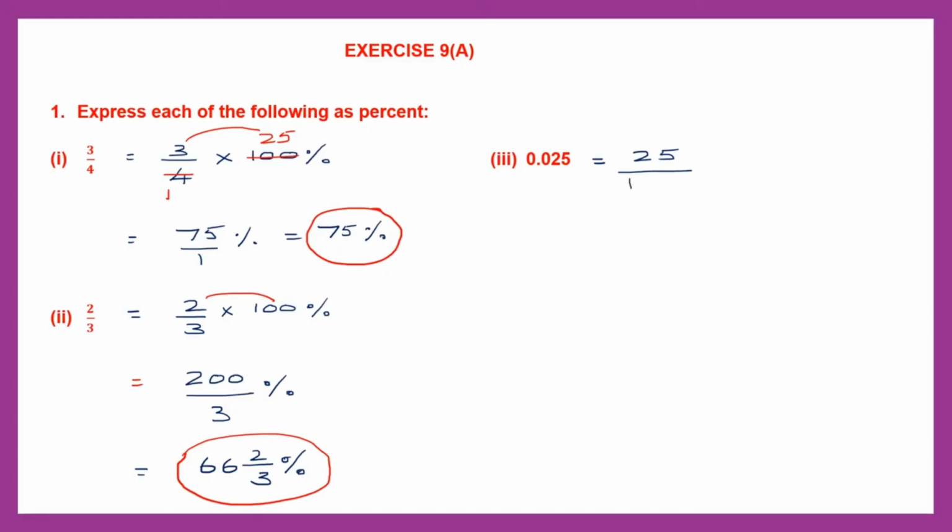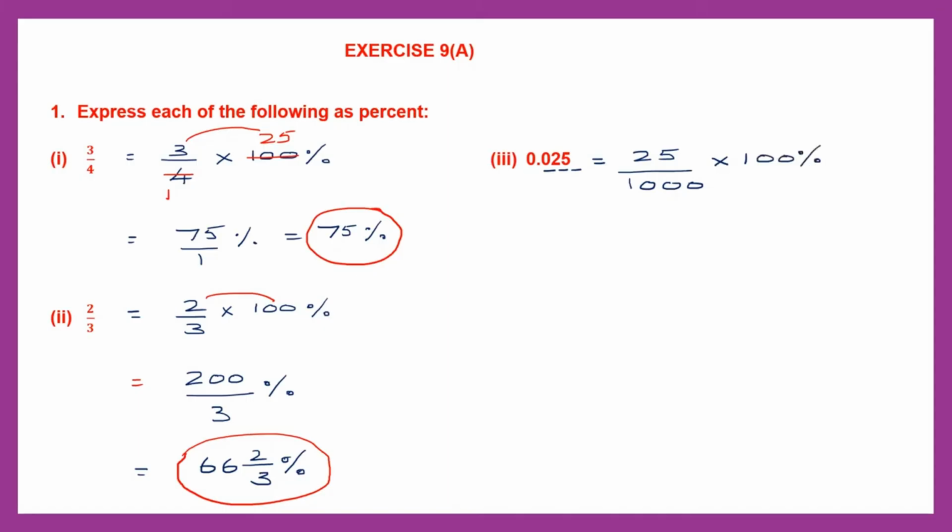Now look at this question. 1, 2, 3. There are 3 decimal places. So my denominator will have 3 zeros. So now I have a fraction. So first thing, I have a decimal number which I have converted to a fraction. Now the question is write this as a percent. And to convert this fraction into a percent, I have to multiply by 100. And put the percentage sign.